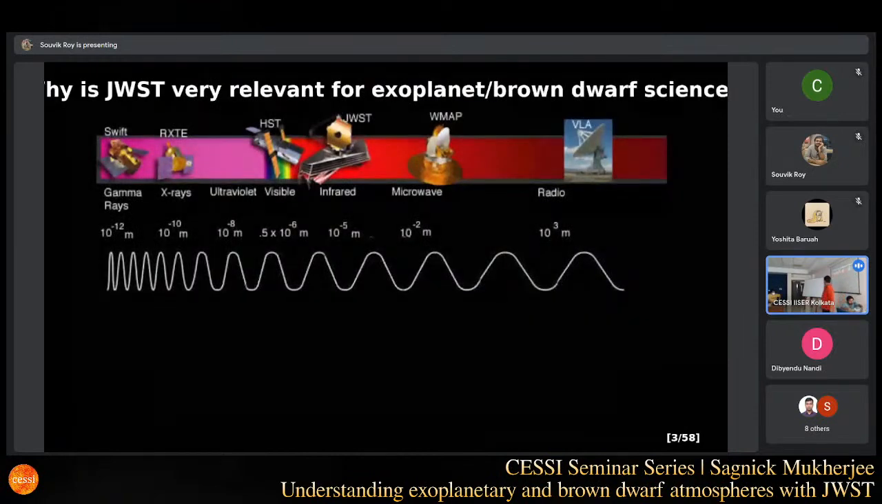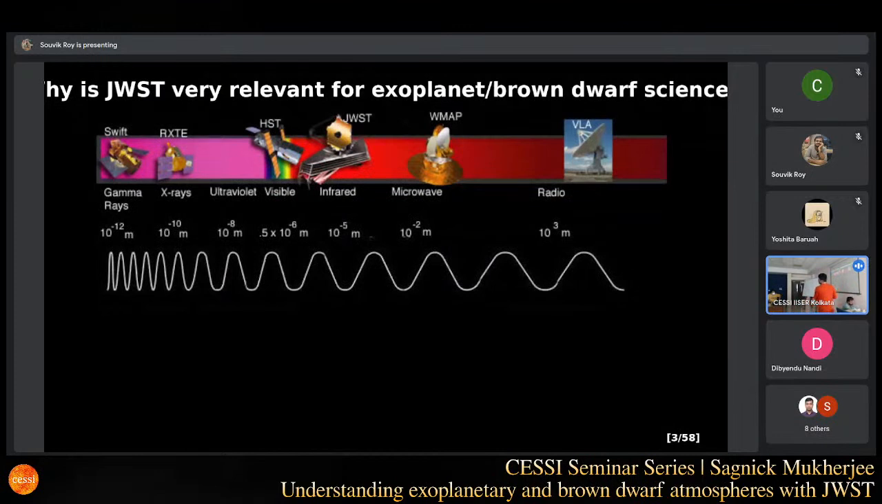Okay, but the question is, why is JWST very relevant for exoplanet and brown dwarf science? Why exactly are we talking about JWST in an exoplanet talk? The reason is because of its wavelength coverage. People generally think of JWST nowadays as a successor to the Hubble Space Telescope. But HST is mainly an optical, near infrared, near ultraviolet telescope, whereas JWST is a totally infrared telescope, even though it can cover some of Hubble Space Telescope's wavelengths like optical, its primary design is optimized to work on infrared wavelengths.